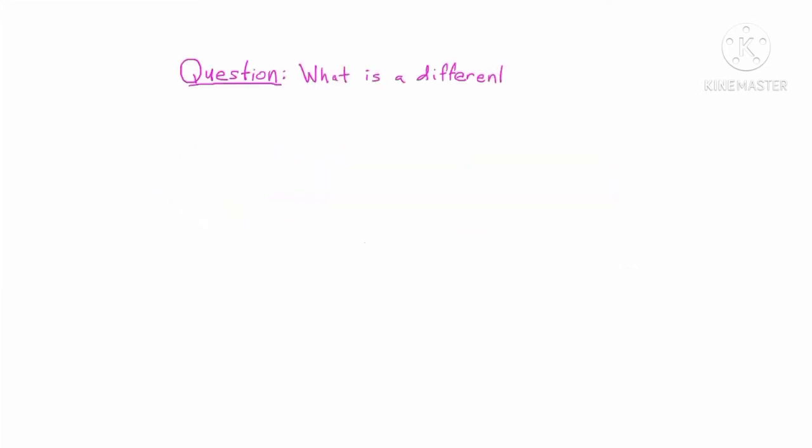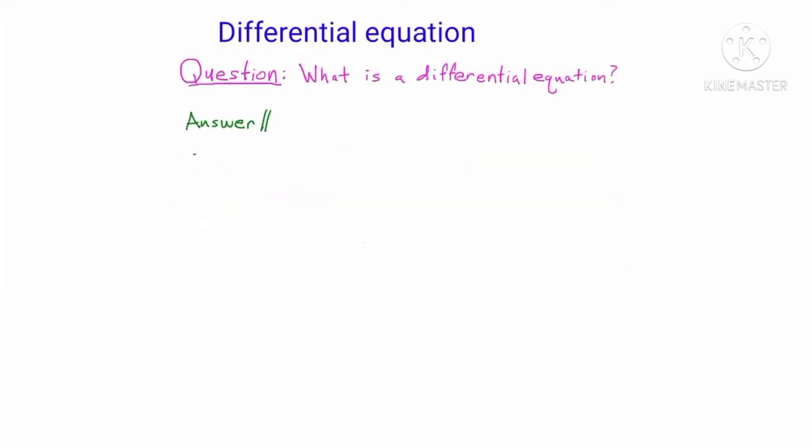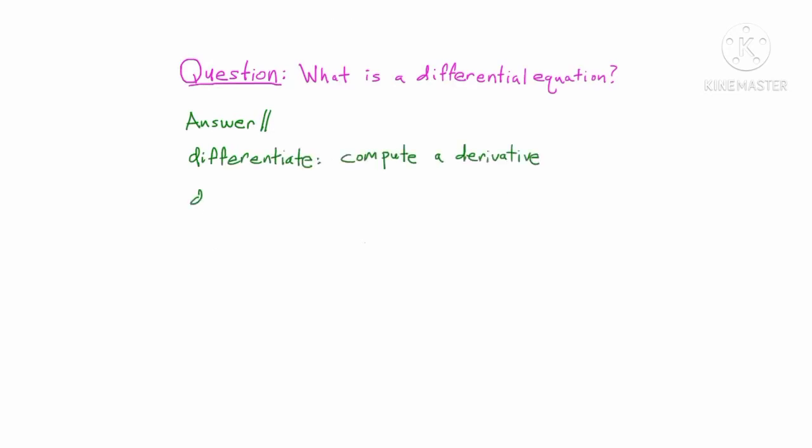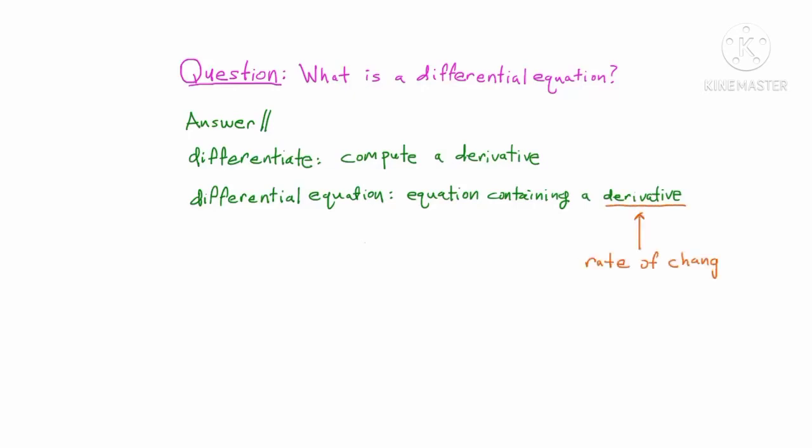Okay, but what is a differential equation? From calculus, we know the word differentiate means compute a derivative, and one definition of differential equation is an equation containing a derivative. And this actually explains to some extent the wide applicability of differential equations, because remember that a derivative represents a rate of change, and that rate of change can be anything from a rate of population growth to a rate of radioactive decay.